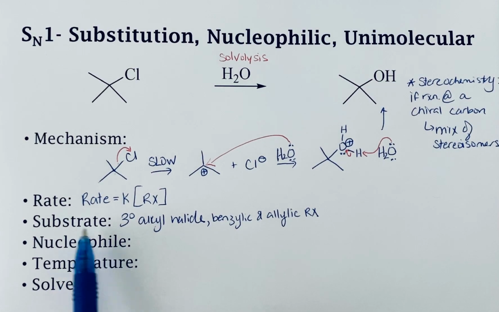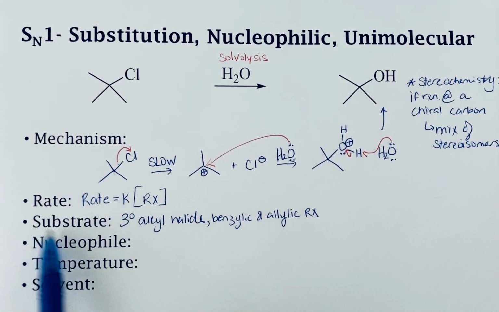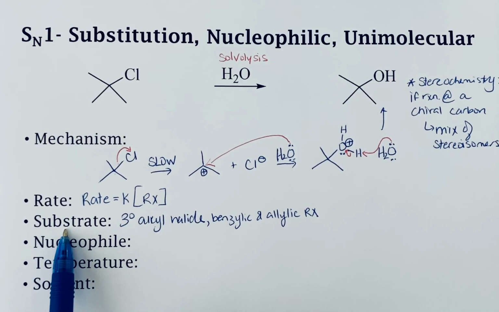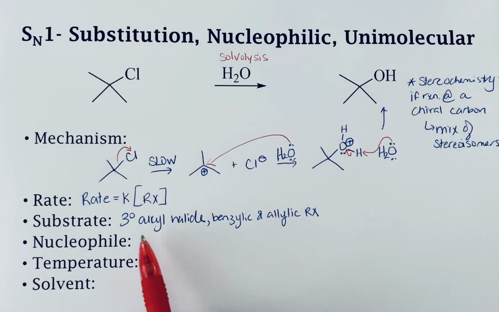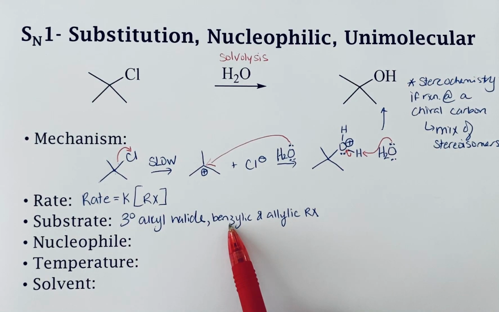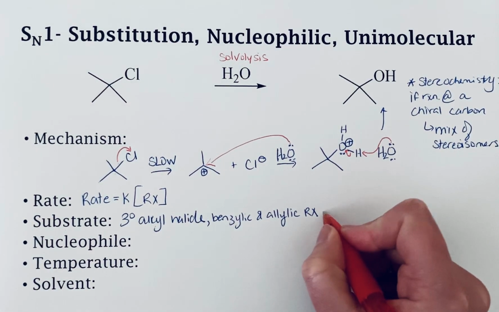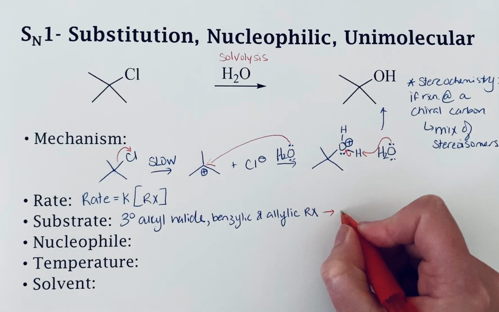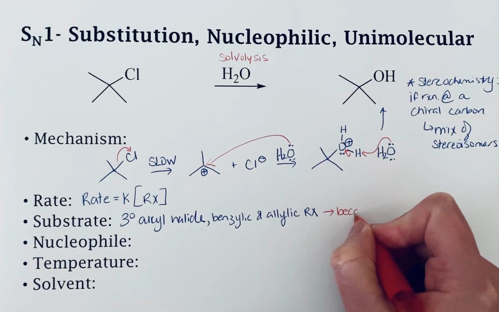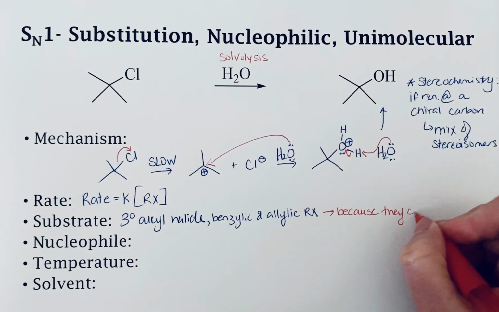Okay, and so moving along, we've covered the mechanism and the rate. The ideal substrate, as we mentioned, for an alkyl halide is something that can form a stable carbocation. That's how we ended up with this list. So tertiary alkyl halides, benzylic alkyl halides, and allylic alkyl halides can all undergo that SN1 reaction, and that is because they can form stable carbocations.